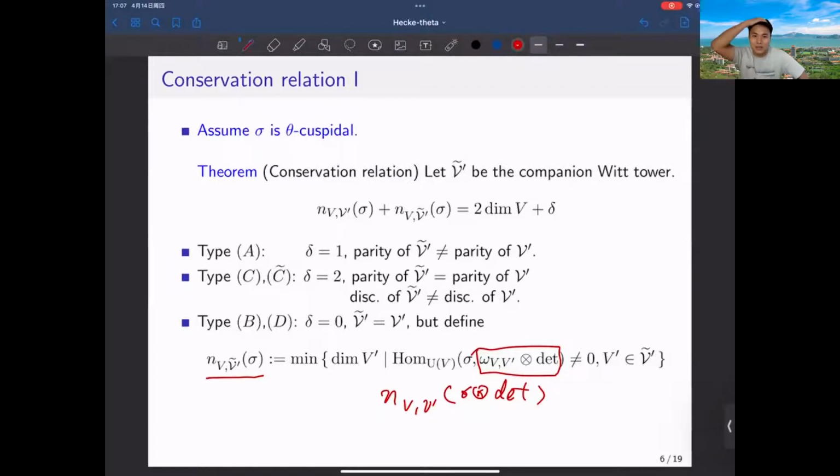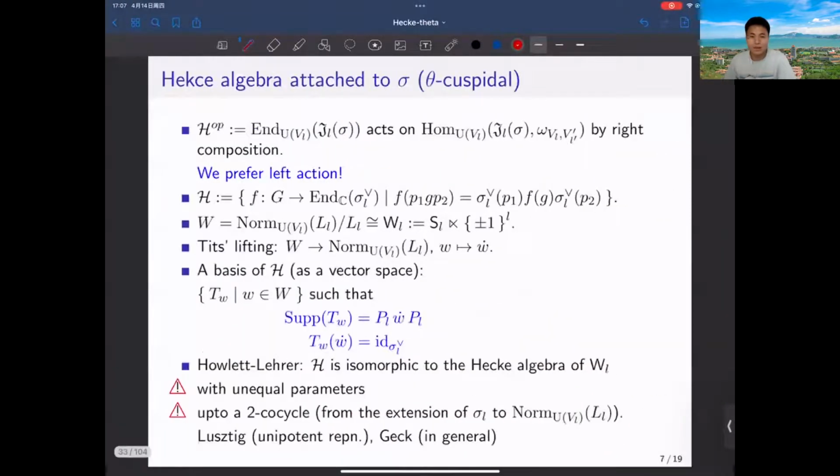I would like to say this conservation relation for sigma cuspidal has been proved by Pan Shu-Yen using a reduction to the p-adic case. And also, for the general case, I think Pan Shu-Yen also proved it in a 2019 paper. But now we would like to give yet another proof of the conservation relation.